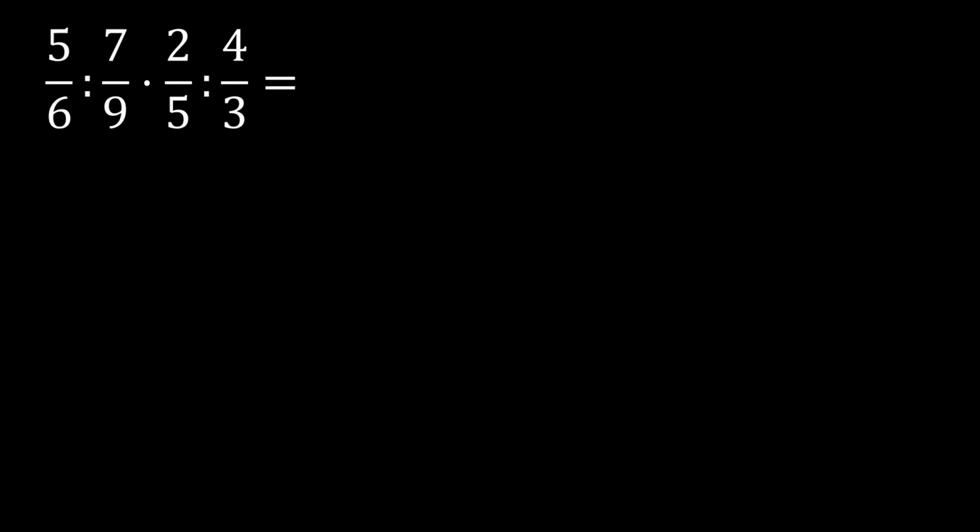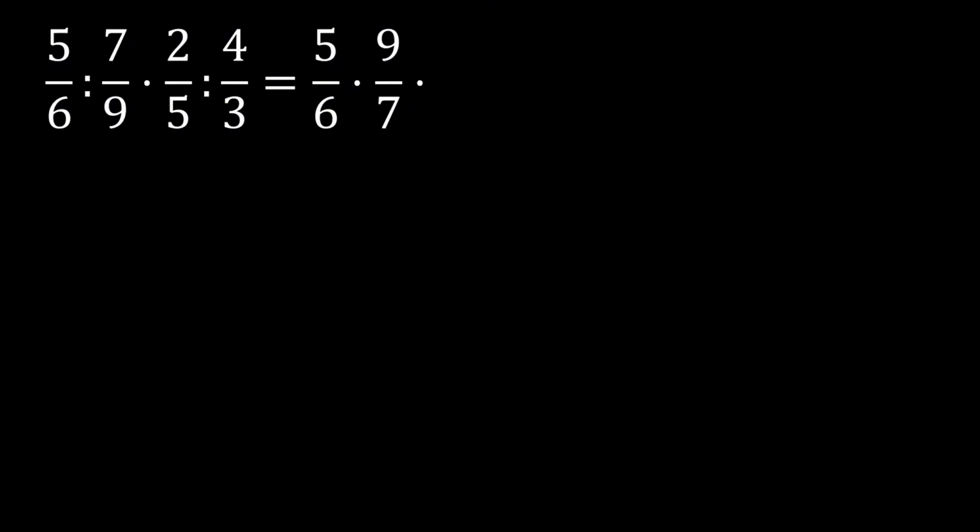This example contains 2 divisions, so we'll need to flip 2 fractions. Let's start from the beginning. First, 5/6 divided by 7/9. We flip the second fraction, 7/9, to become 9/7 and change division to multiplication. Now we have 5/6 times 9/7.